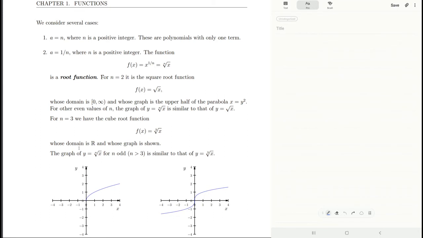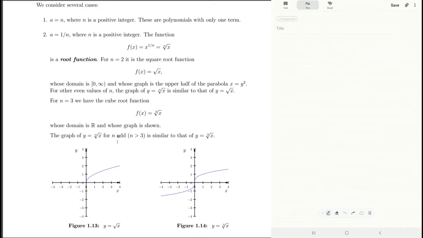And if we have the graph of the nth root of x, where n is an odd number, then the graphs will be very similar to the cubed root of x. So the fifth root and the seventh root of x will be similar to the cubed root of x. So here is the graph of the square root function. It's only defined from 0 to infinity. And on the right, we have the cubed root function, which is defined for all real numbers.